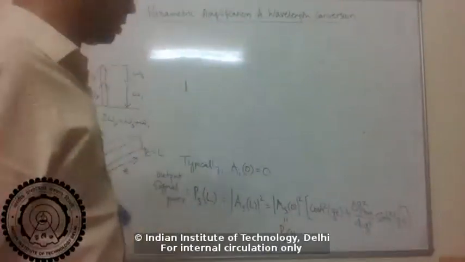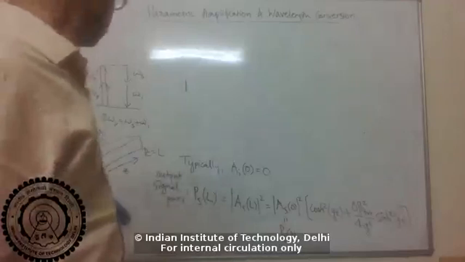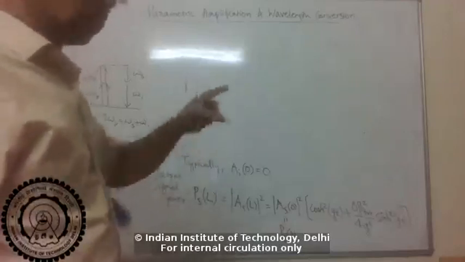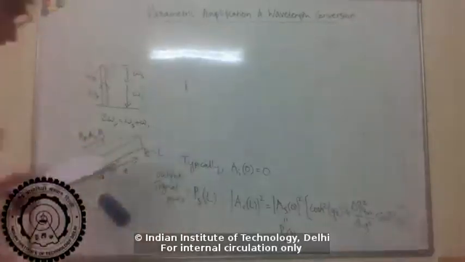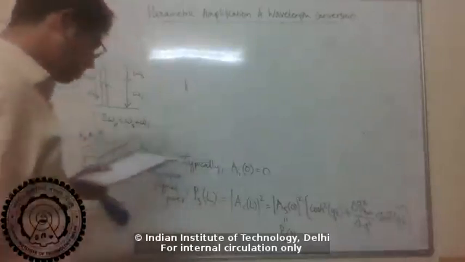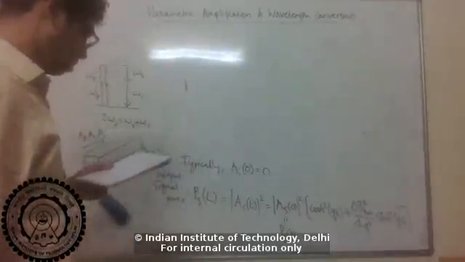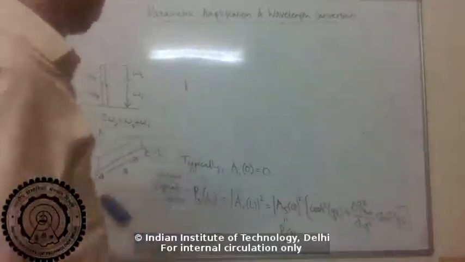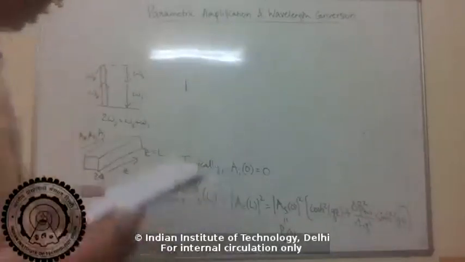When they're counter-propagating, it's very difficult or almost impossible to do, because the k vectors now add in the opposite direction. But it will be a good exercise to consider the case, write down the equation, and see how it's different from this case.